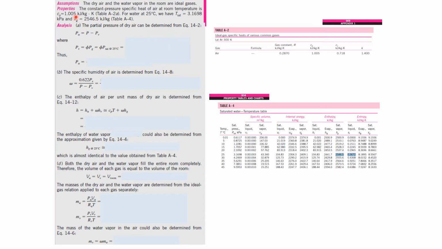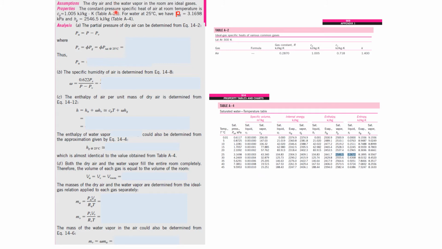Now the temperature given to you is 25 degrees Celsius. So we need to find what is the saturation pressure for the moisture in the air at 25 degrees Celsius. By the way, please correct this. This is not T saturation. This is supposed to be P saturation, not T saturation. So you correct this.